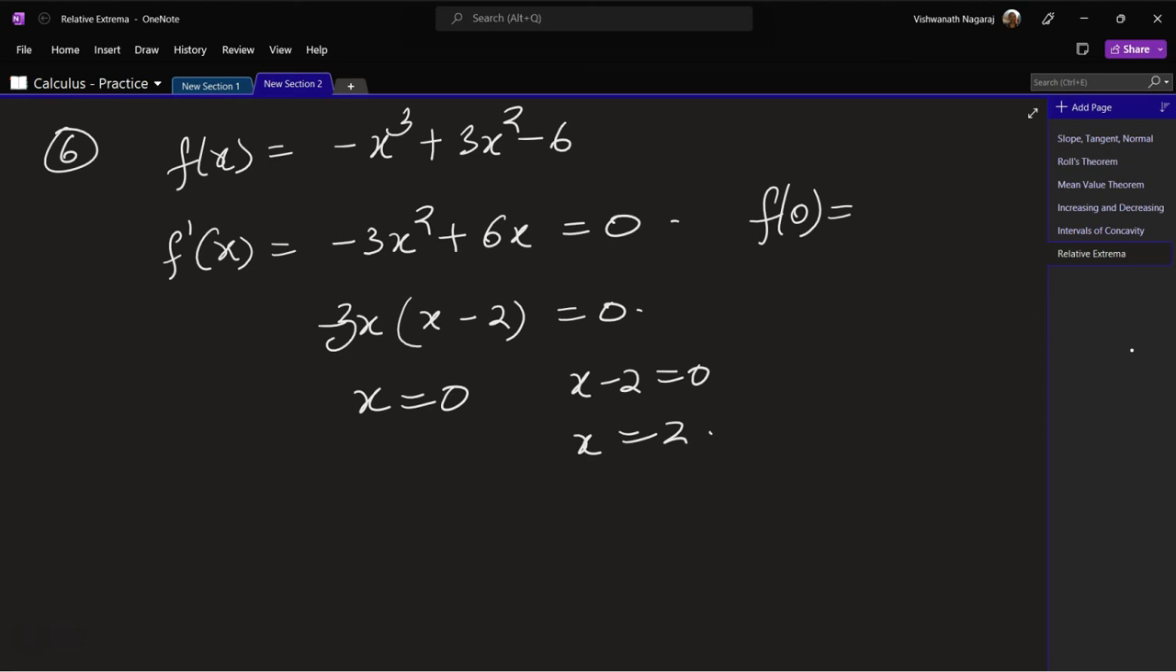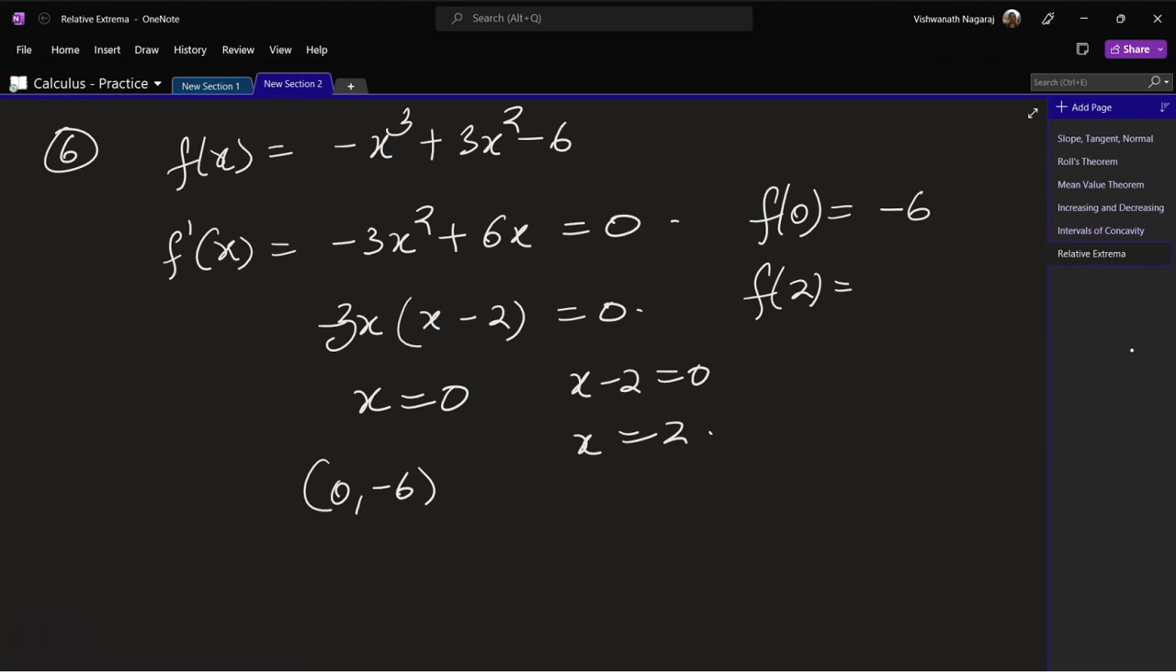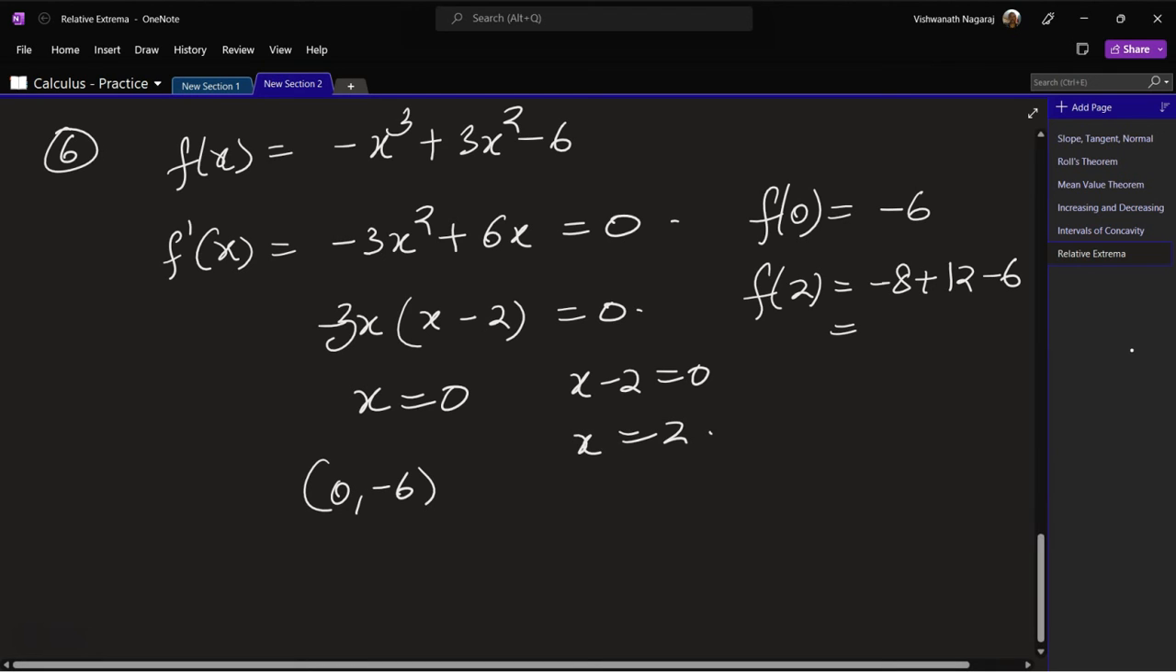f of 0 is going to be minus 6. So this would be 0 comma minus 6. And then we have f of 2, which gives us minus 2 cube is minus 8 plus 2 square is 4, so 4 times 3 is 12, minus 6, which gives us minus 14 plus 12, that is minus 2. Okay, so this point will be 2 comma minus 2.